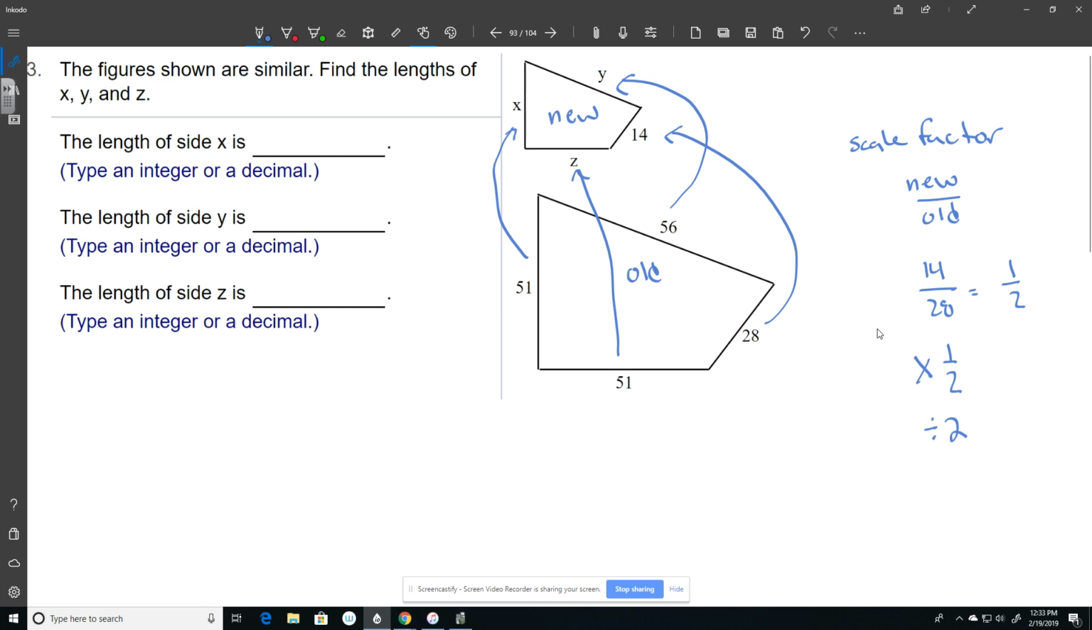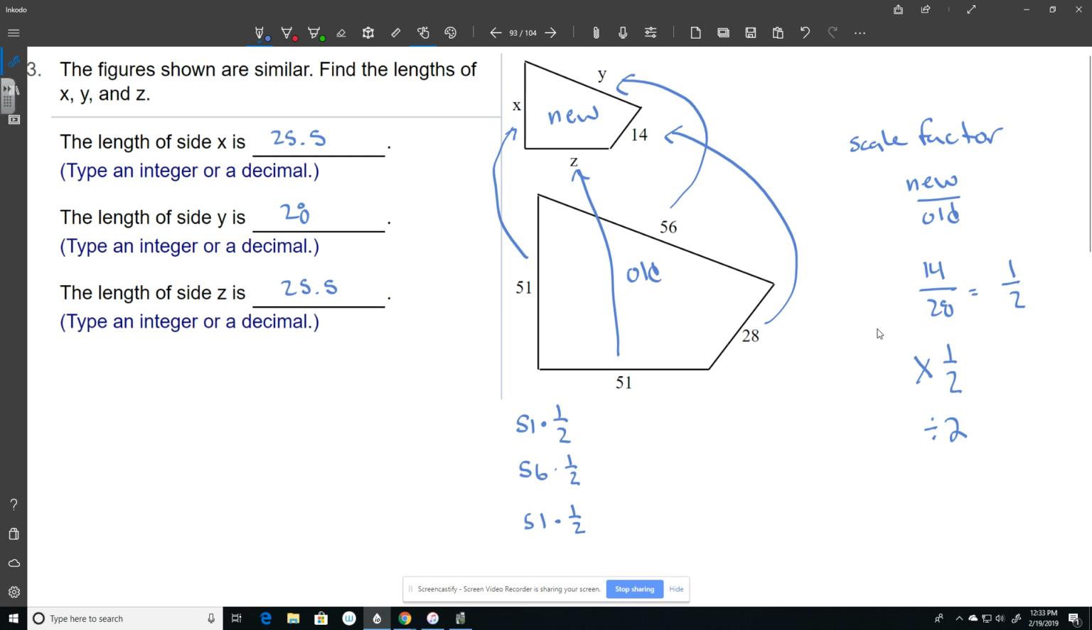So to go from 51 to x, I have to do 51 multiplied by 1/2, which becomes 25.5. And it says to write as a decimal or an integer. Well, that's a nice decimal. There's no rounding needed. To go to y, I have to go from 56 to y. So I have to do 56 times 1/2, which is just 28. And to go to z, I go from 51 to z. So again, I do 51 times 1/2, which is 25.5.